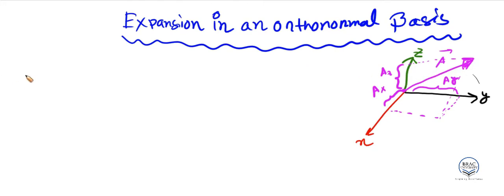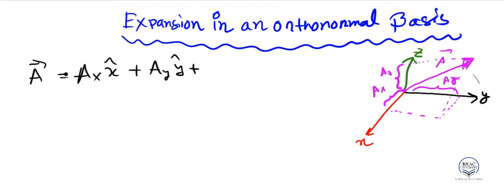So the first thing is, if a vector A exists in this Cartesian 3D space, we can write it as A = ax x hat + ay y hat + az z hat, where ax, ay and az are the respective components along the x, y and z axes. And you know that x, y and z are perpendicular to each other. So we have written this vector A in terms of these basis vectors. Let me just write it down.